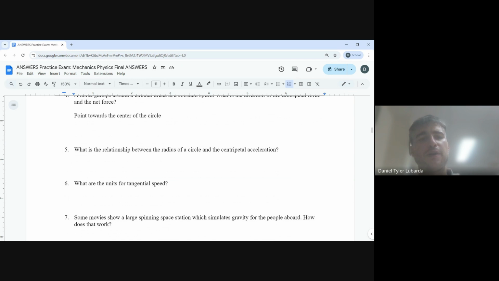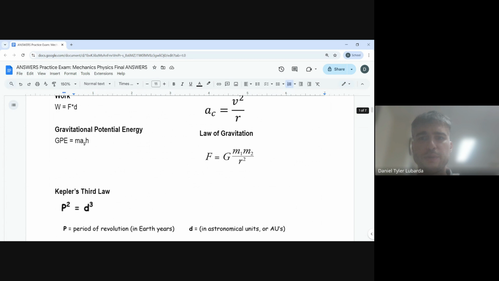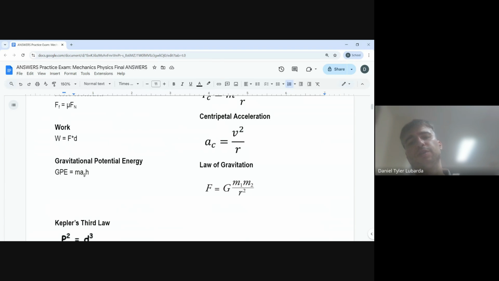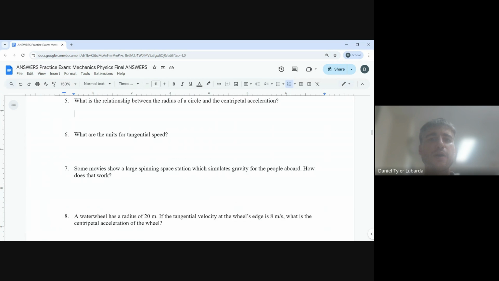Number 5, what is the relationship between the radius of a circle and centripetal acceleration? So if we look up here at our centripetal acceleration equation, centripetal acceleration is equal to, we don't care about speed right now, but it's over r. So they have an inverse relationship. Because centripetal acceleration scales with 1 over r, they have an inverse relationship.